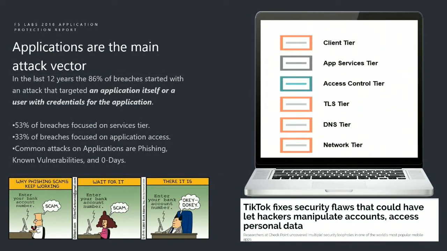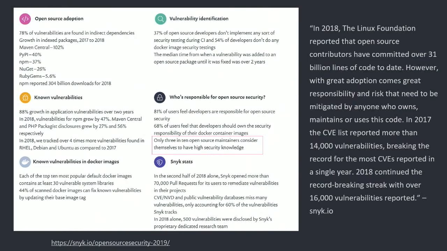This recent TikTok vulnerability was kind of a combo. They used phishing to get somebody's phone number, and then they could exploit an application vulnerability to send them a link with some malformed URL and access their account.